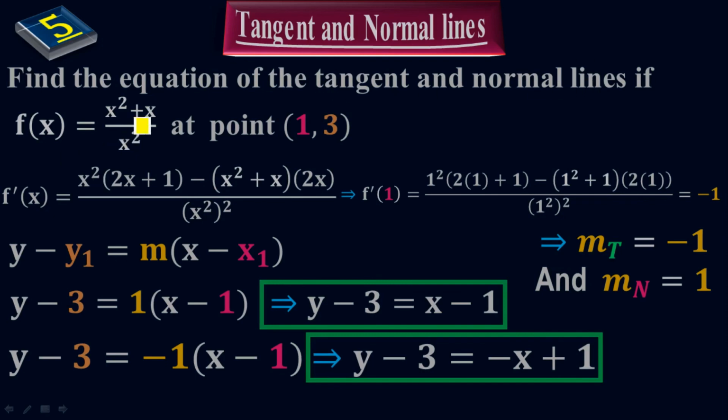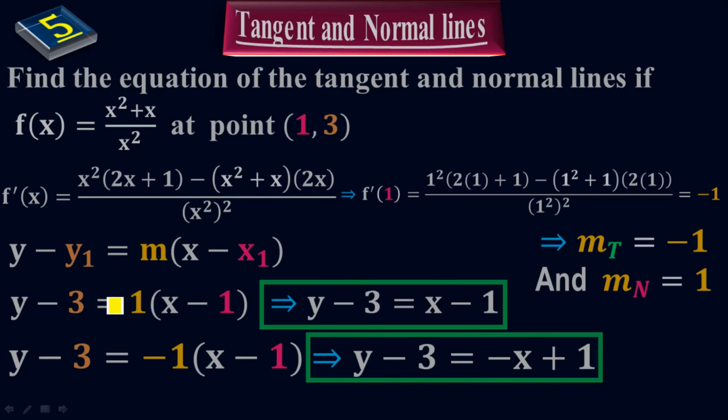The function is in fractional form. The point has been given, which is (1, 3). Therefore, I'm going to apply the quotient rule here to find its derivative, and then plug in the value of x, which is 1, to get the slope of the tangent line. The slope of the tangent line is negative 1. Then take its reciprocal with the opposite sign to get the slope of the normal line, which is 1.